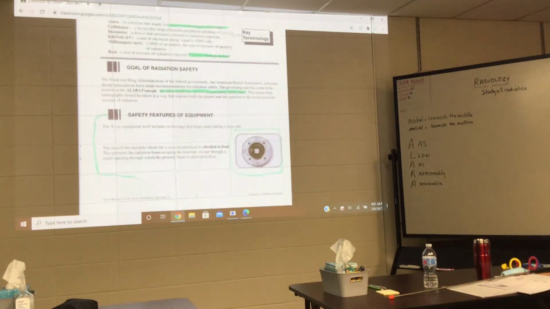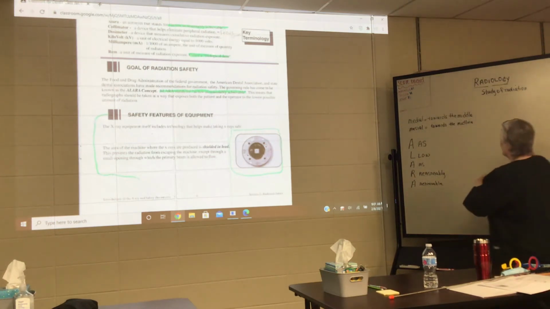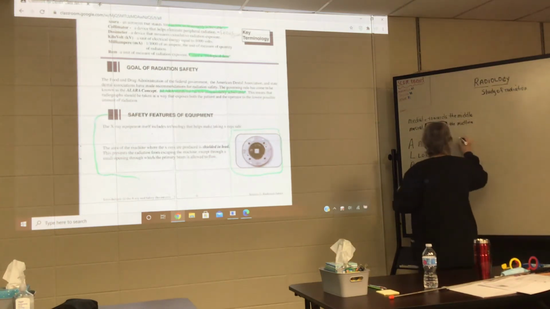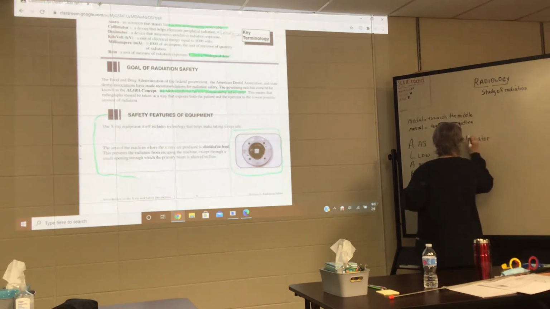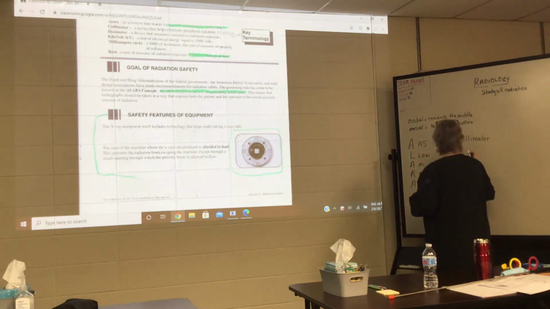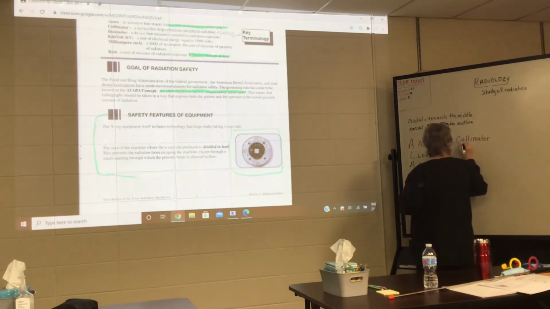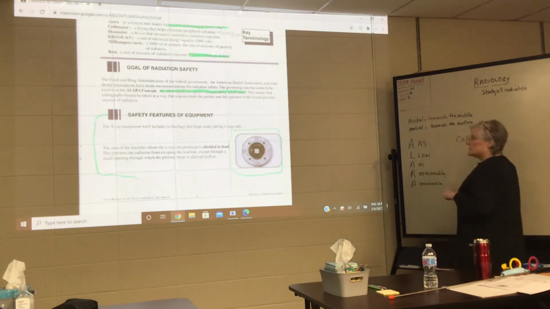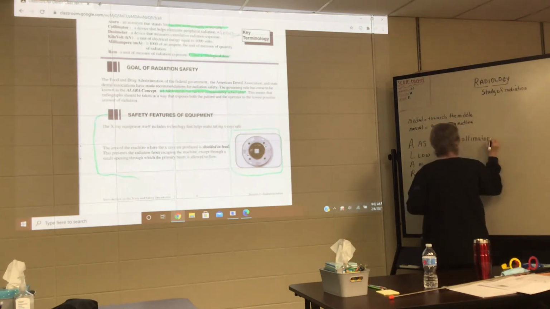Let's talk about these terms because this is key terminology, and it's very, very important. Okay, so we have ALARA. Now we're going to have a collimator. C-O-L-L-I-M-A-T-O-R. Read what it says about a collimator up there. A device that helps eliminate peripheral radiation. Another way to say that is it focuses the beam.